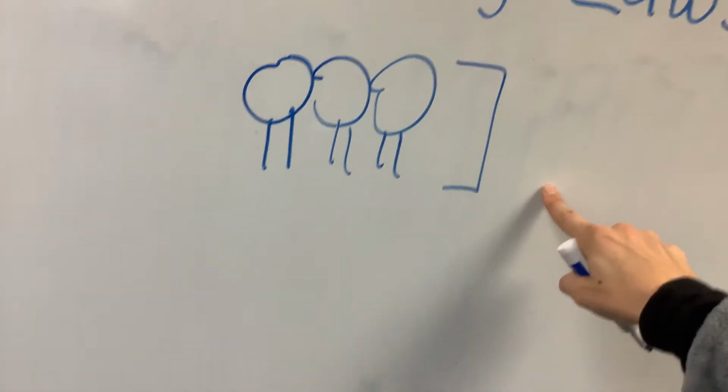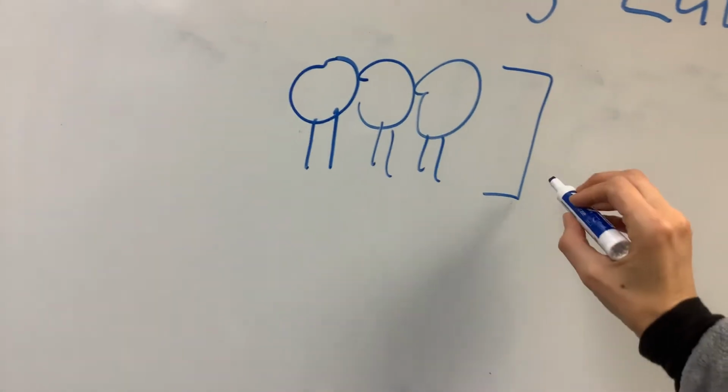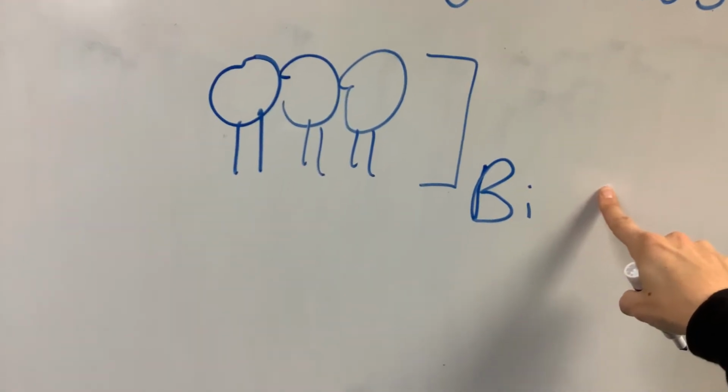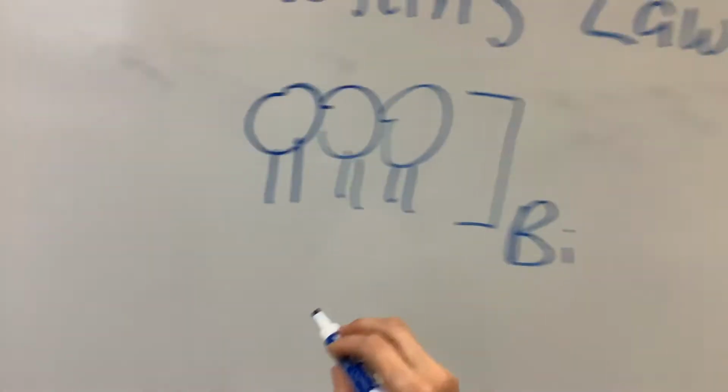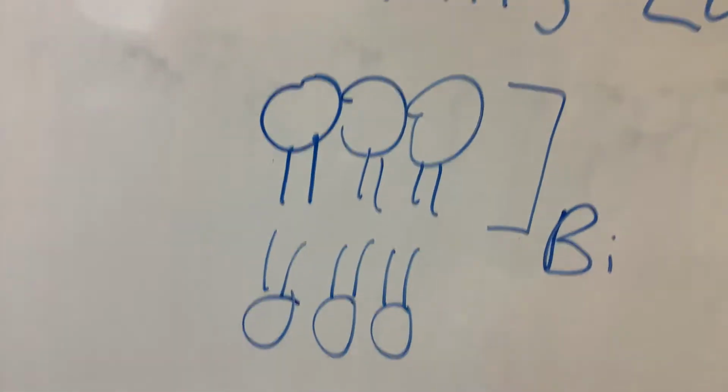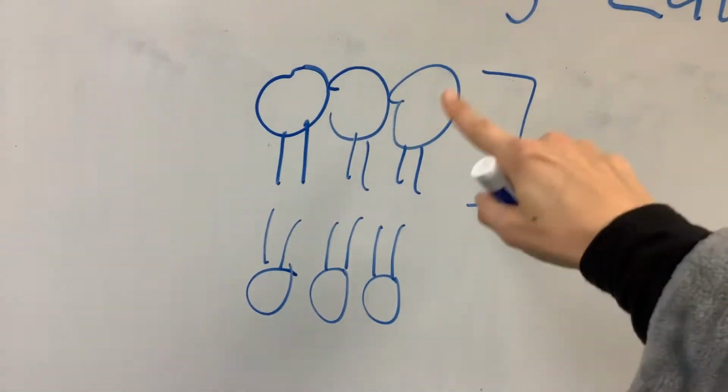Now, the cell membrane is called a bilayer. Bi meaning 2, bicycle 2 wheels, tricycle 3 wheels. So we're making a bilayer. Okay, so it just backs up to each other.